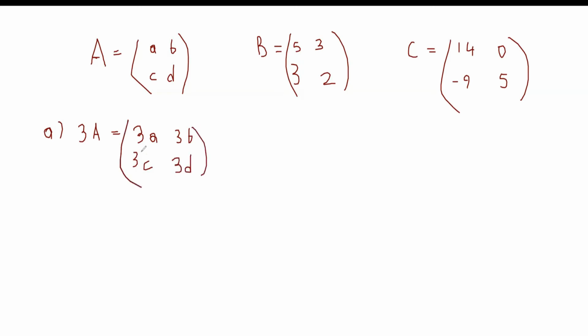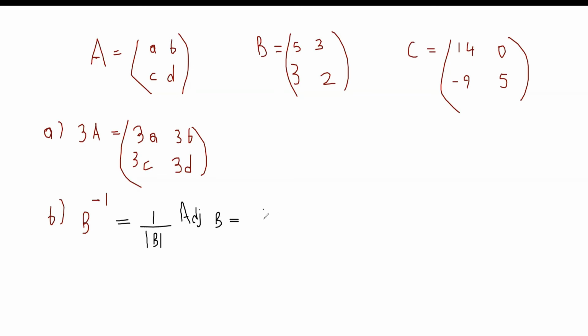Next thing we need to work out is B inverse. So the next part, part B, wanted us to find B inverse. To find B inverse, the first thing we need to do is find the determinant of B. Remember, B inverse is equal to 1 over the determinant of B times the adjoint of B. That's how we're going to find B inverse.